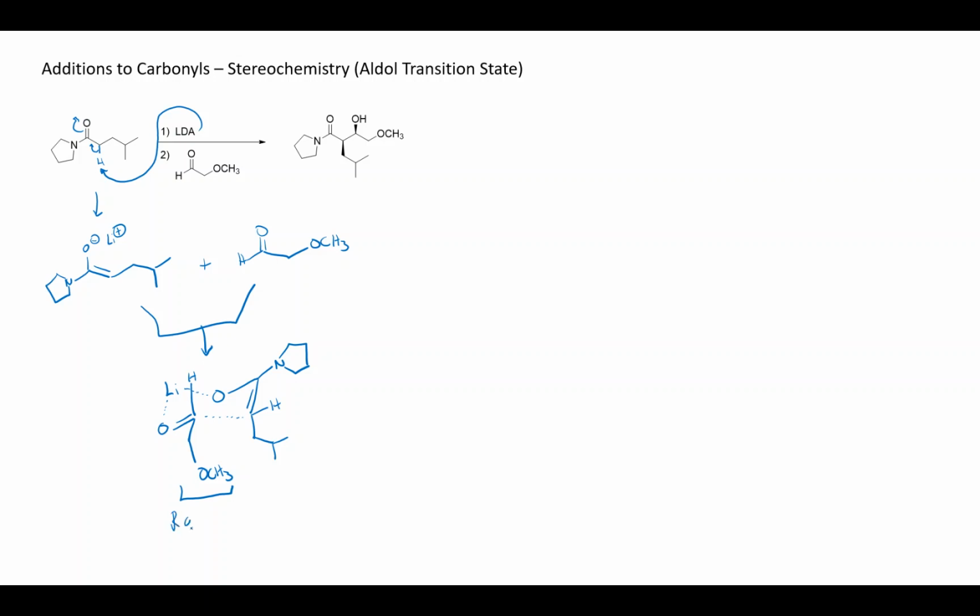Putting this R group equatorial is the sterically most favored, steric hindrance minimized, version of this transition state. If I drew the other version of this, the enolate is already set. The enolate is not changing.